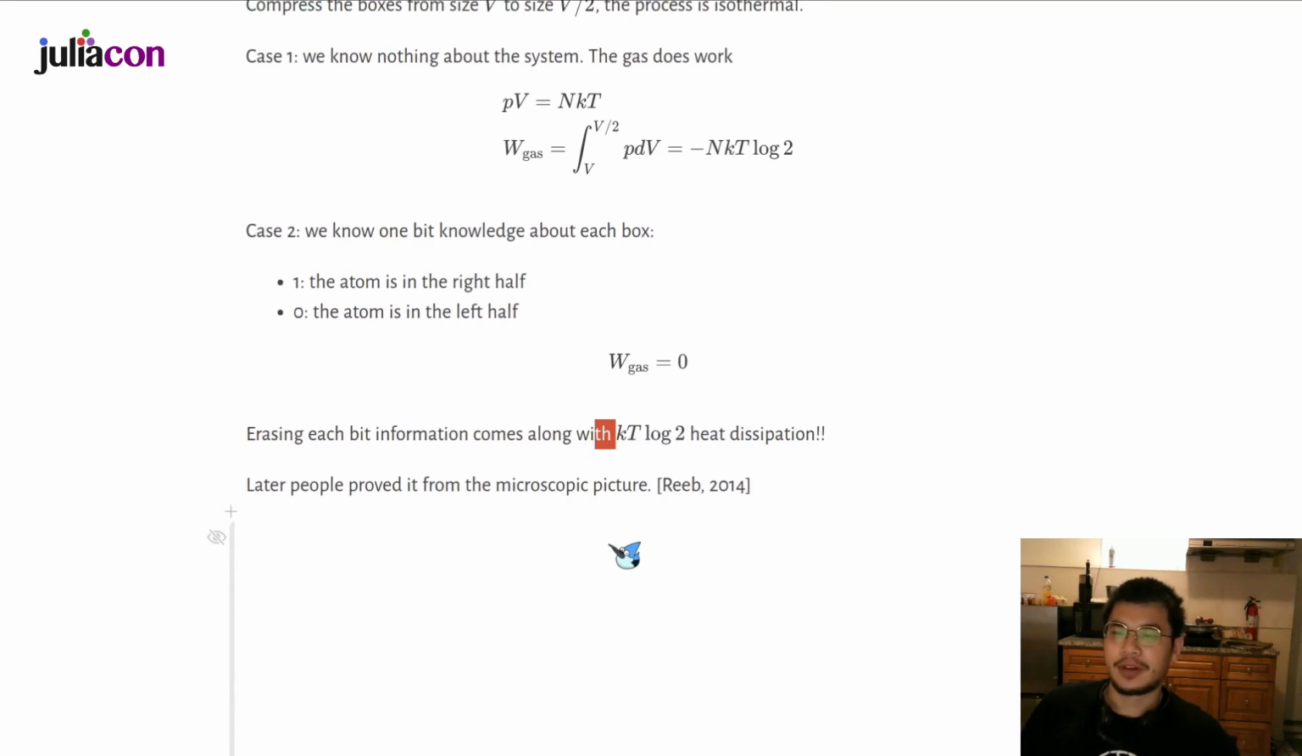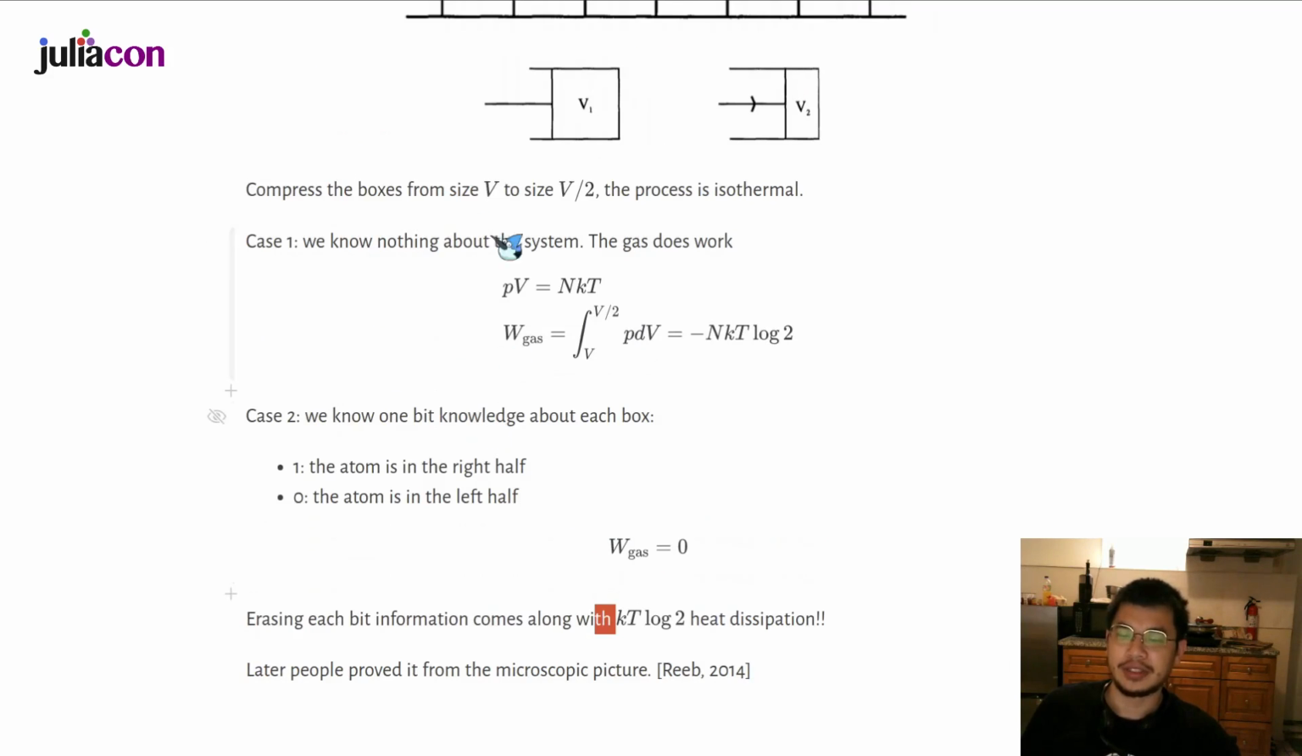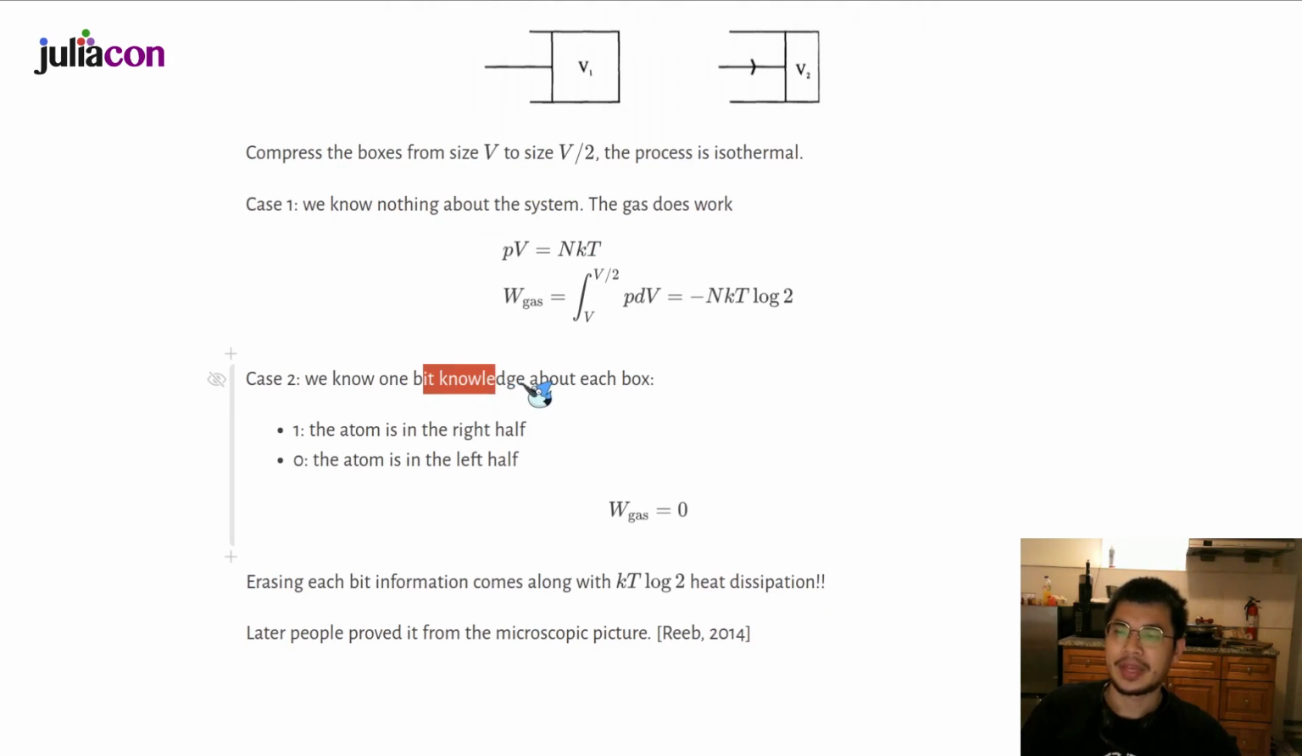Here we come to a very important conjecture called Landauer's principle, that erasing each bit of information comes along with kT log 2 heat dissipation. We can see this point by relating to these two cases. In case 1, the original information system is more uncertain. By pushing the piston, we make it into a certain state. In case 2, since we have knowledge about the original state, the original system is in a certain state. It has no information. Hence, we erase information in the first case, but do not erase information in the second case.